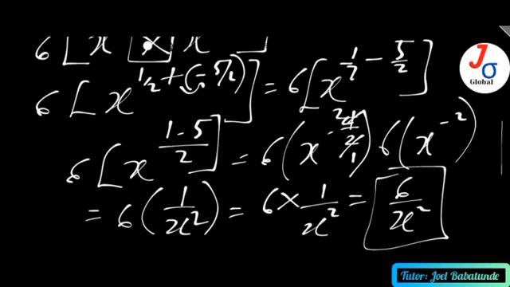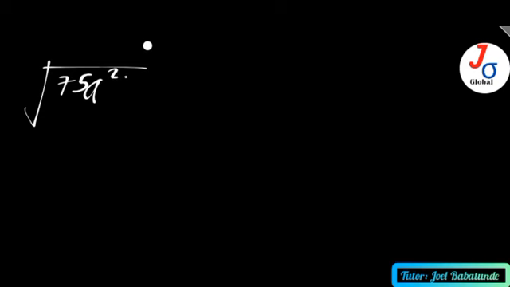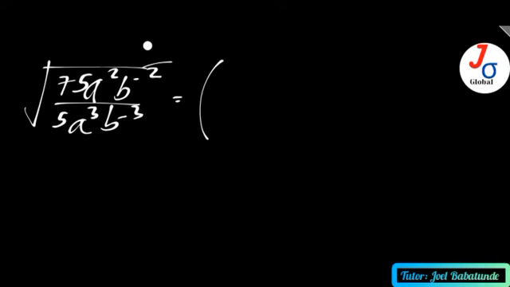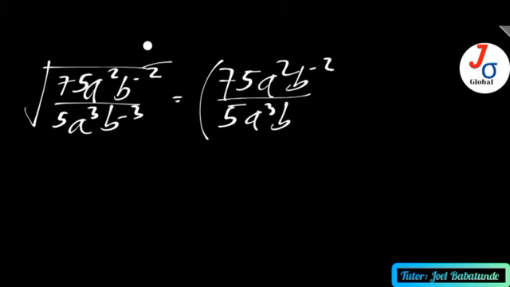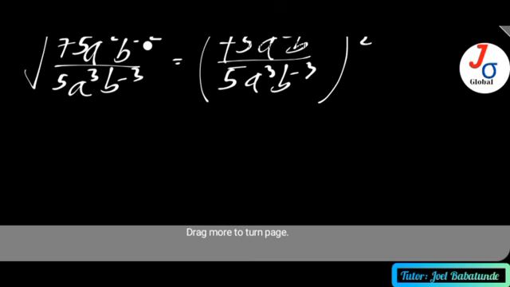So let's take one more example before we call it a day. All right, so how do I simplify this? First things first, since it's a square root, I'm going to take it to the power of half. That's 75a squared b to the power of minus 2, over 5a to the power of 3 b to the power of minus 3, all raised to the power of half.